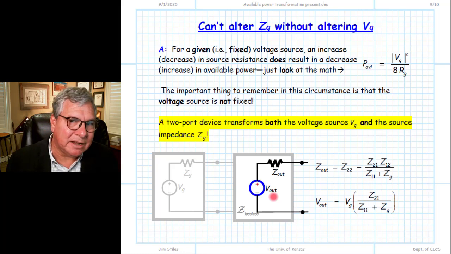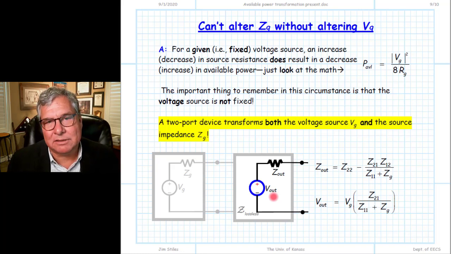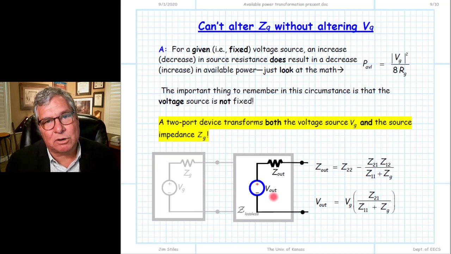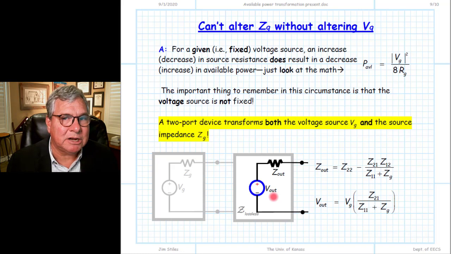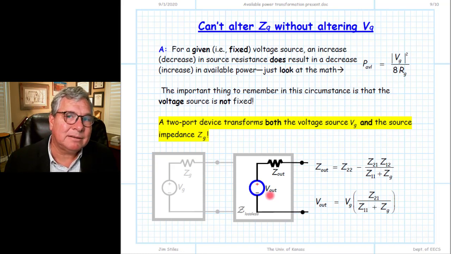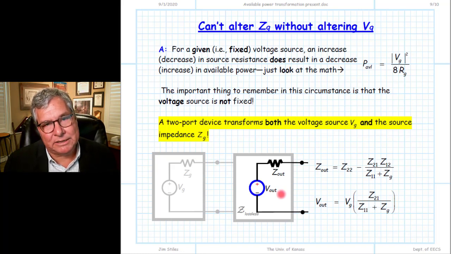If I could just go in and alter the source impedance while leaving the voltage source the same. Again, that's an academic problem, really. It's very difficult to do, and like we've just shown here, we can alter the source impedance with a two-port device, but we always simultaneously alter the source voltage as well. And if that two-port device is lossless, as we've just shown, we find that they both are coupled together in a way such that the available power is preserved.